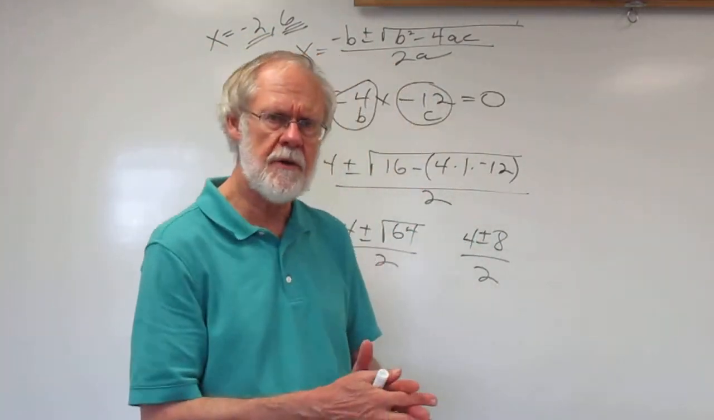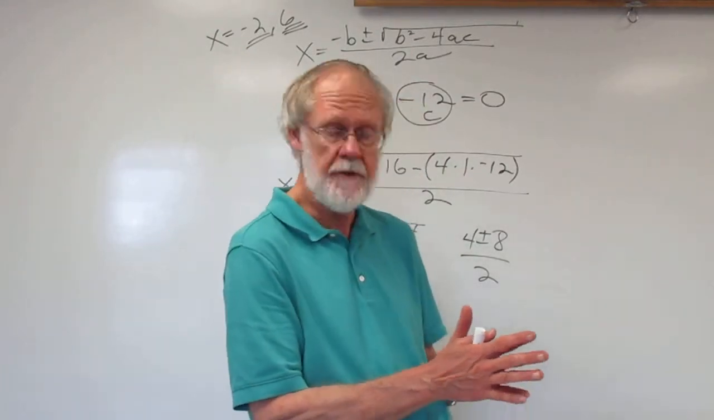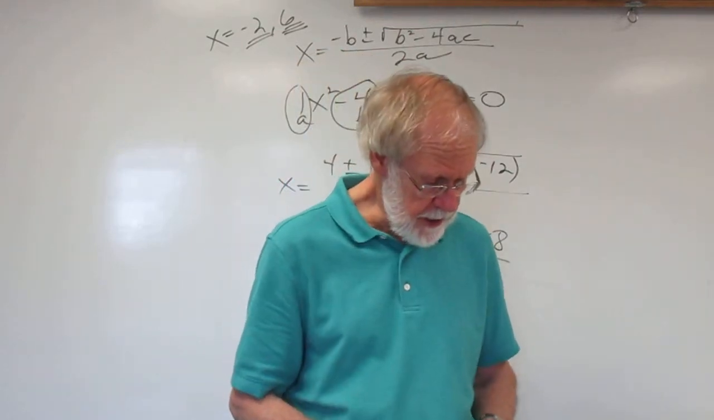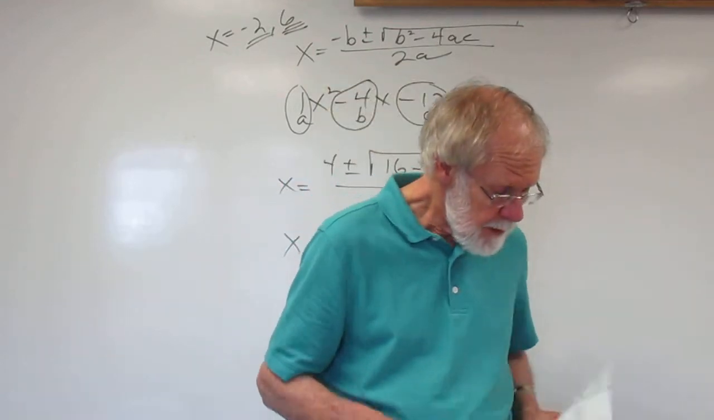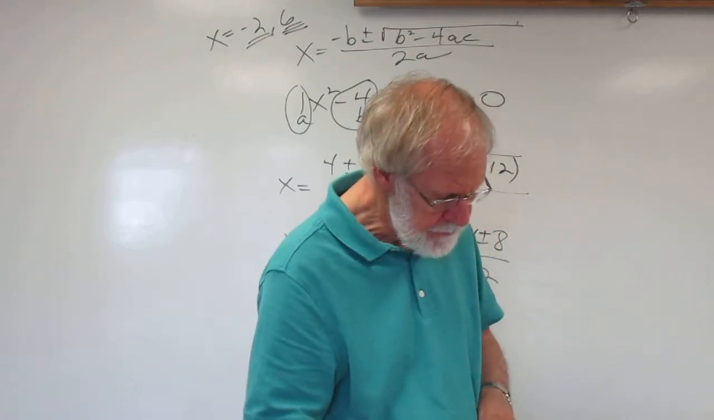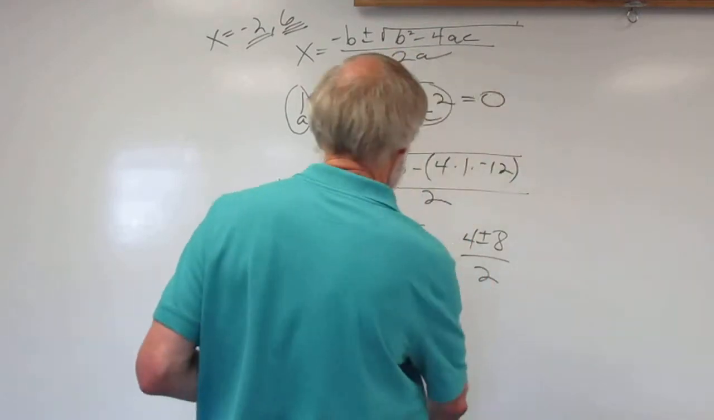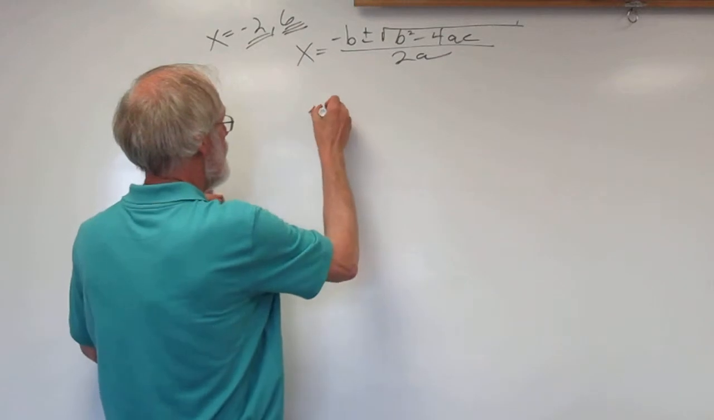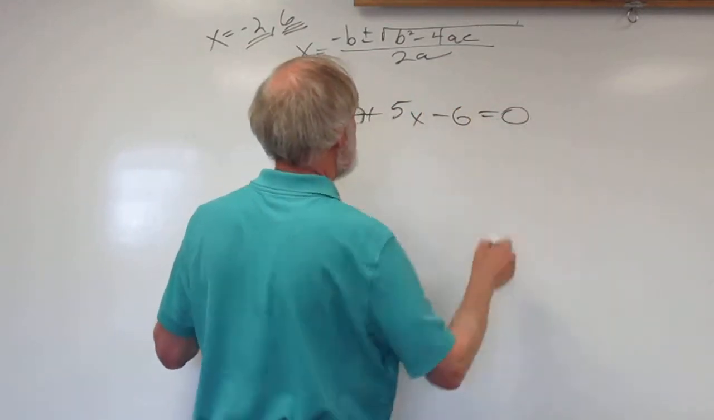Now, sometimes the quadratic formula is useful if you come across an equation that is either not factorable or not easily factorable. And in either case, this can be a very useful formula. Now, let's see if there's another one that we can find here. Why don't we try one more? 4x squared plus 5x minus 6 equals 0.